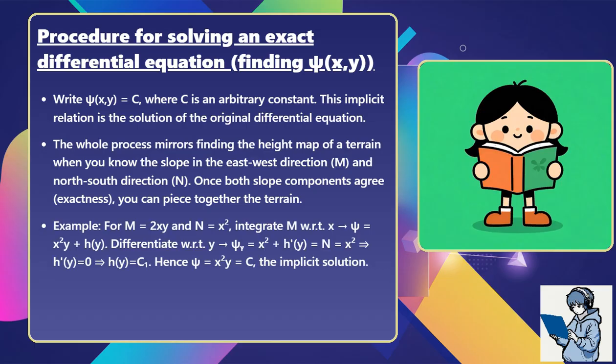Example: for M = 2xy and N = x squared, integrating M with respect to x gives psi = x squared y + h(y). Differentiating with respect to y gives psi_y = x squared + h'(y) = N = x squared, which implies h'(y) = 0. So h(y) = c_1. Hence psi = x squared y = c, the implicit solution.